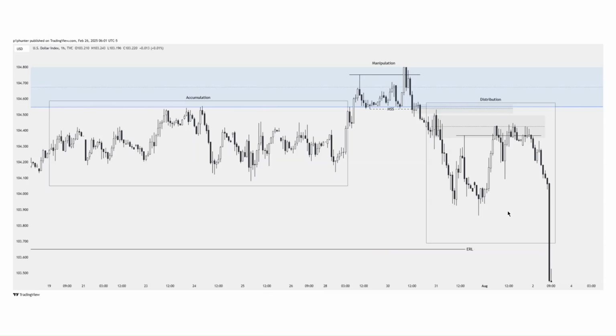We can clearly identify this ranging phase. This will be our accumulation here. And here we can see a clear manipulation with a sweep above the highs, followed by a distribution leg. Note how higher time frame arrays have worked coherently in the intermediate time frame fractal.